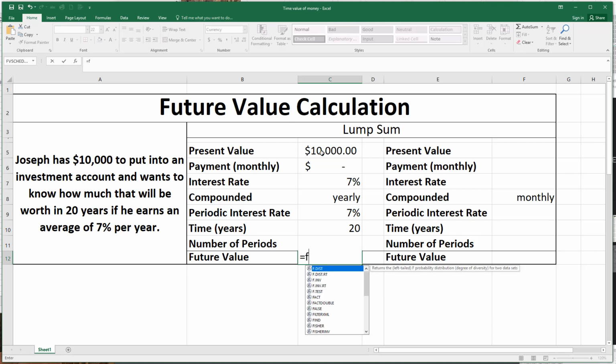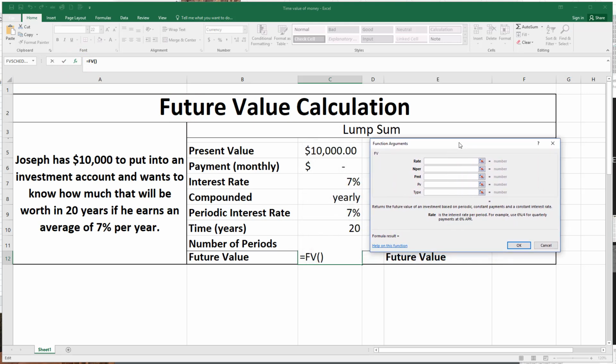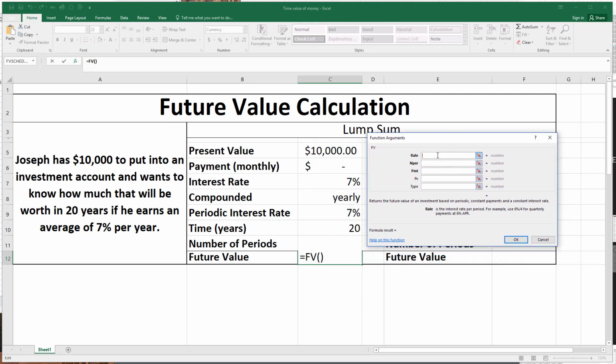Okay, so on to how to use the formula in Excel. The formula I'm looking for is FV for future value. I can pop out a little box here that will help me with the numbers. So first thing I'll enter is the interest rate, which is 7%. What I can do is just click on the cell here that'll enter that 7% number. It shows up as a decimal here on the right. Nper means number of periods. The number of periods is going to be 20. I enter that down here, so that'll remain at 20.